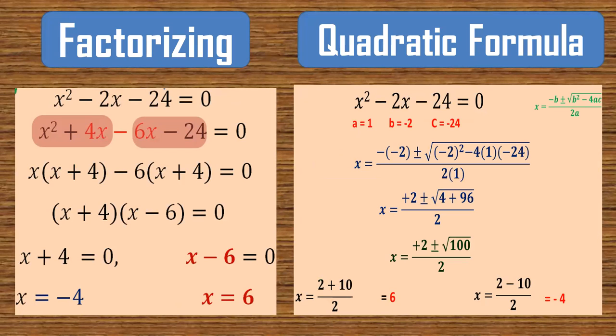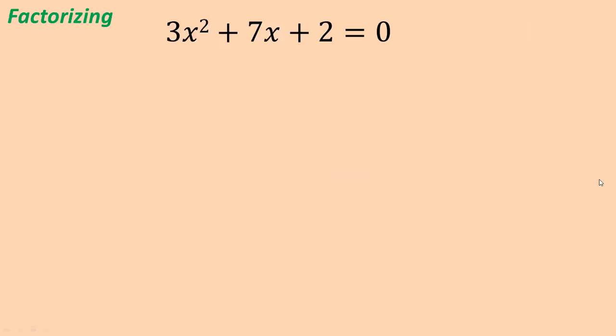We are going to pick another question, and this is a bit more complicated. That is 3x squared plus 7x plus 2 is equal to 0. For solving this question, we are using the same factorizing method and the same steps. For example, the coefficient of x squared will multiply with 2, and the answer will be 6.